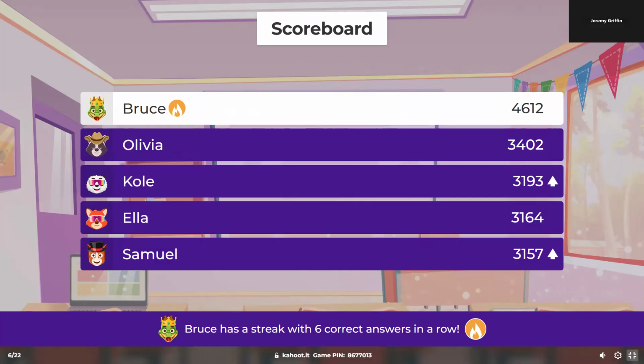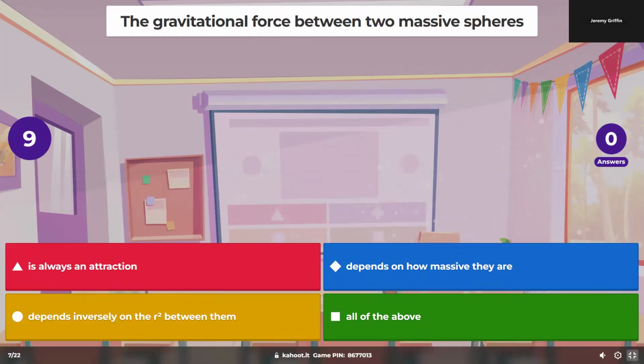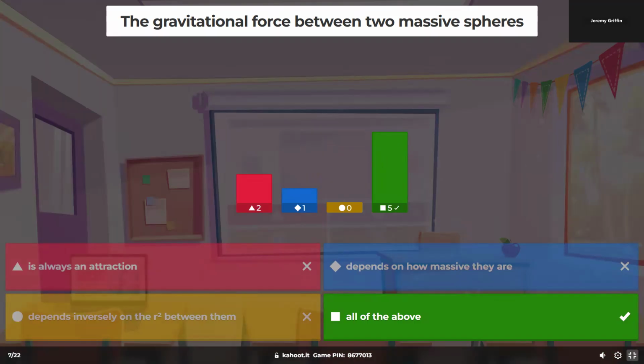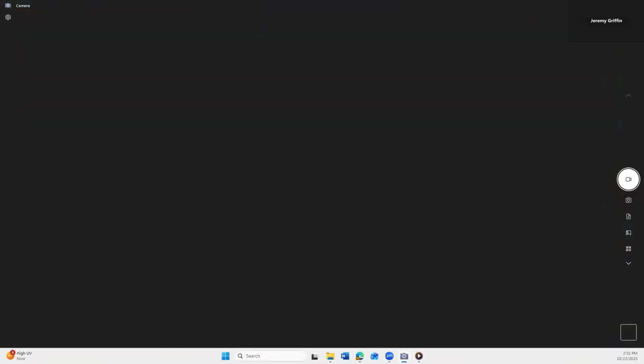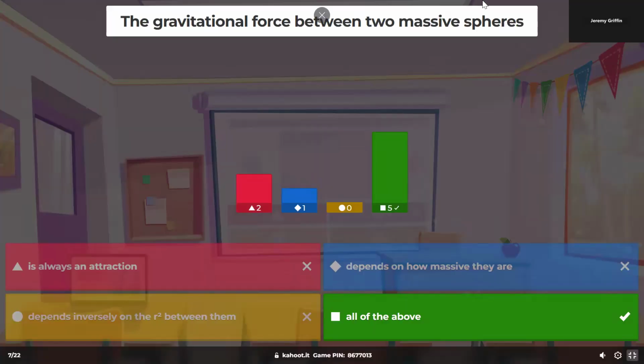Oh yeah, Samuel, Ella, Cole, Olivia, Bruce, still on fire. The gravitational force between two massive spheres is always an attraction, depends on how massive they are, depends inversely on the square of the radius between them, or square of the distance between them, all the above. Oh yeah, all the above. That's exactly what this says. Hey, this right here. G m over r squared is the force. That's it. It's all right there.